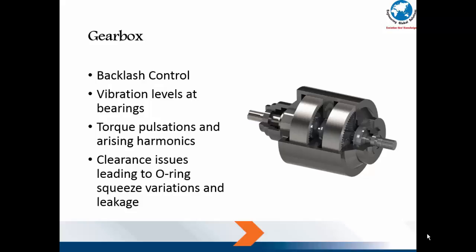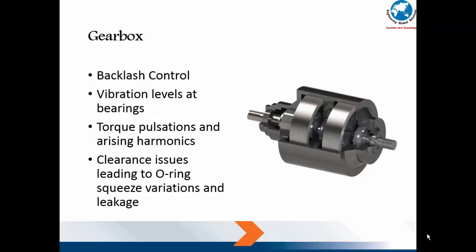Let's look at the case of the gearbox. Backlash controls, vibration levels at bearings need to be monitored and controlled, torque pulsations and arising harmonics, clearance issues leading to O-ring squeeze variations and leakage. These are some of the problems that arise out of assembly. Assembly is always an issue in gearboxes, transmissions, and any gearing system. Rework of some kind is inevitable, right? No. Proper understanding of the effect of part tolerances on assembly helps overcome these kinds of problems.